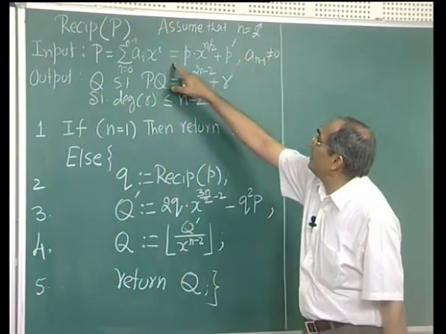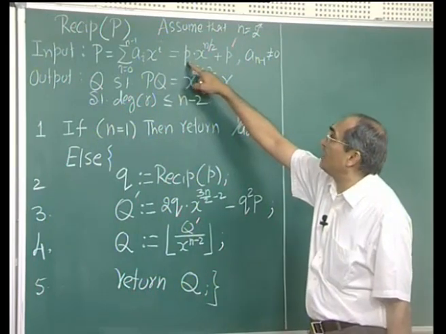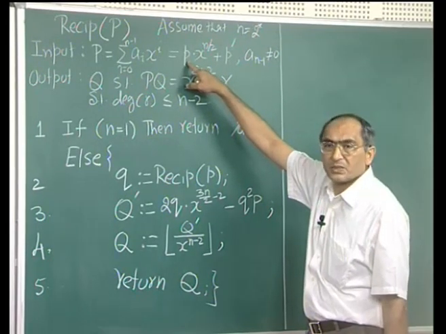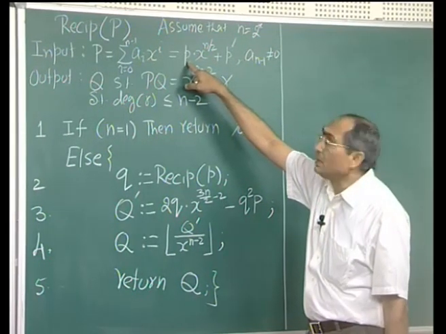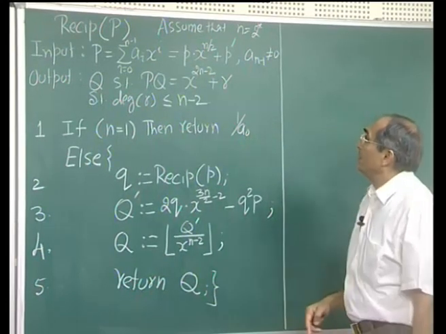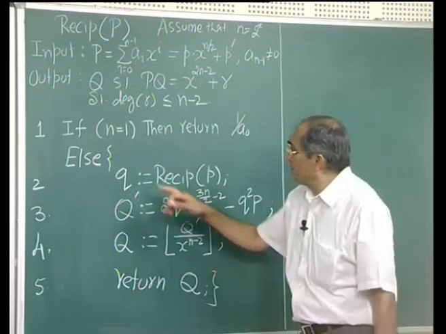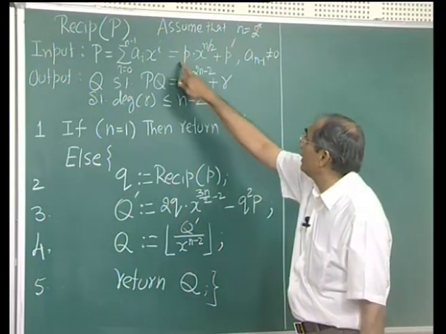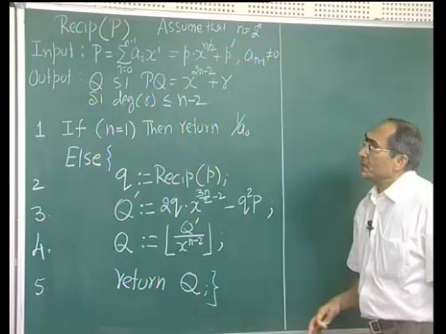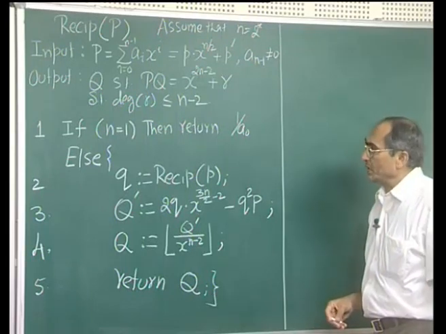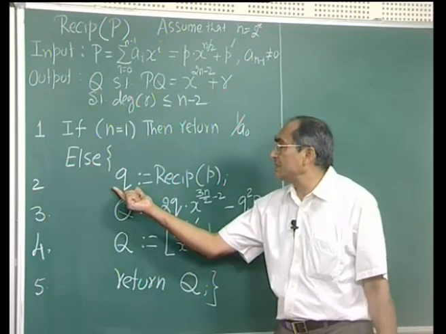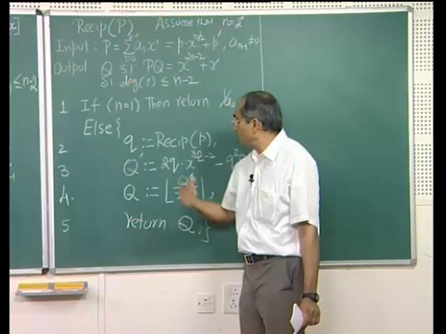note that what we have done here is we have extracted the upper half of the polynomial. So, this has degree n by 2 minus 1. We input this polynomial to the same subroutine and recursively compute its reciprocal q.